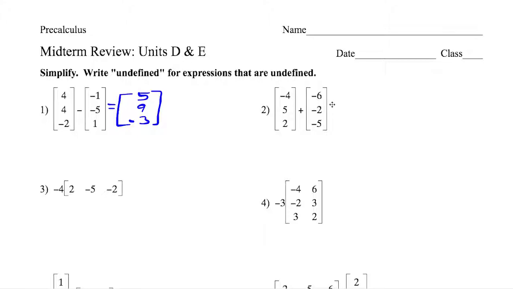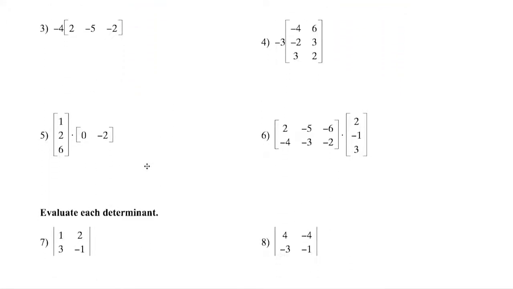Notice the same dimensions. Over here, we're going to have a negative 4 plus negative 6, which is a negative 10. We have a 5 plus negative 2, which is 3. And we have a 2 plus a negative 5, which is a negative 3. So like I said, adding, subtracting, make sure that the dimensions are the same, and you just add the corresponding positions, or subtract the corresponding positions.